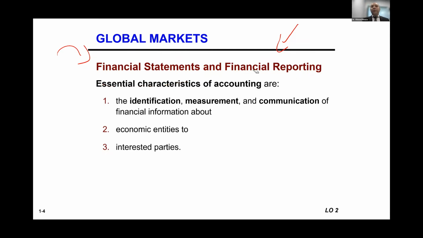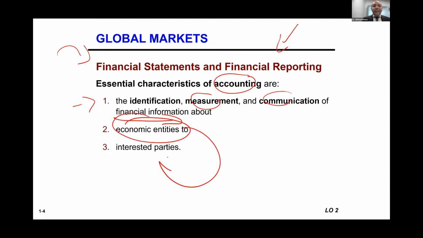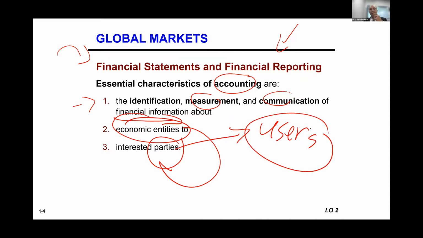So this is a process. This process is made by accountants. So what do accountants actually do? Accountants do the identification, measurement and communication of financial information about economic entities, which is your business, to interested parties or users. Interested users, these users who may be you.